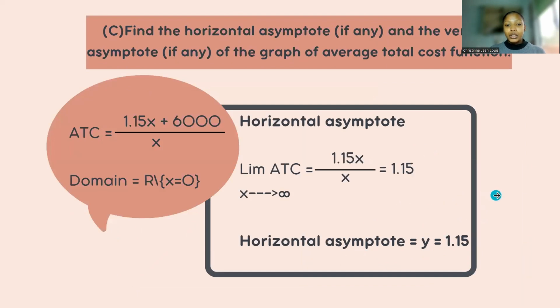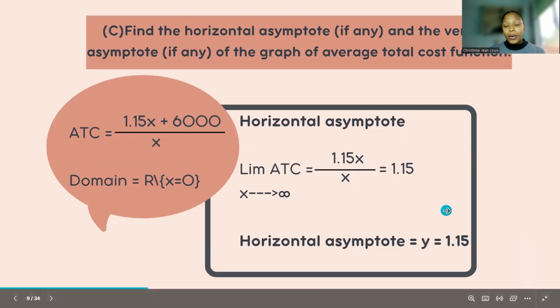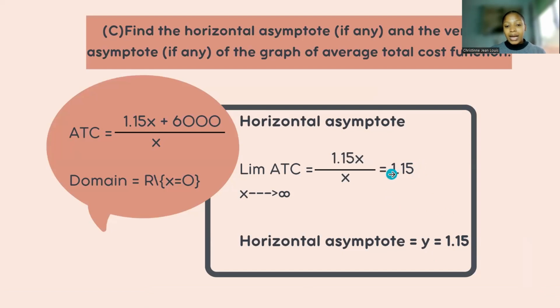And in the third part, we needed to find the different asymptotes. So these asymptotes, we need to find them based on the average total cost function, which we have over here. And the domain is basically all real numbers except x equal to 0. So as for the horizontal asymptote, we took the limit of the average total cost function as x approaches infinity, and we found 1.15x over x. So the horizontal asymptote is equal to y equals 1.15.